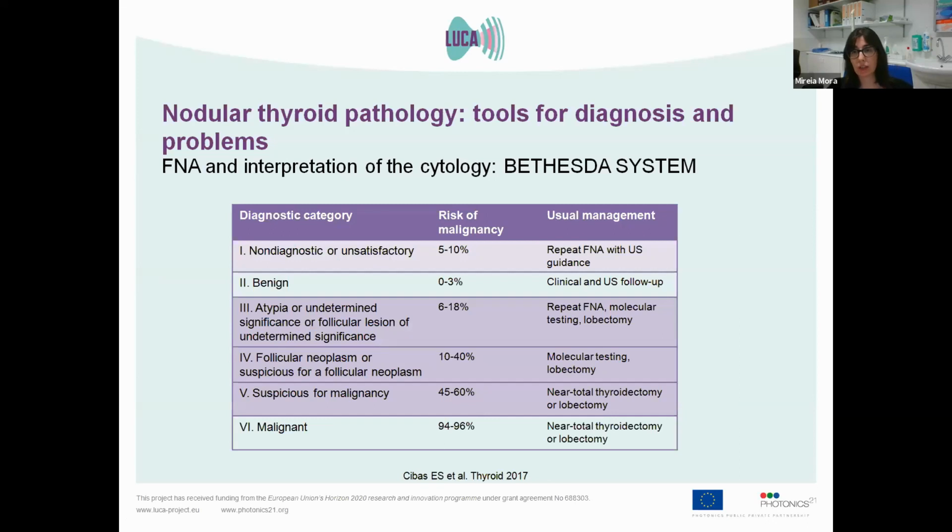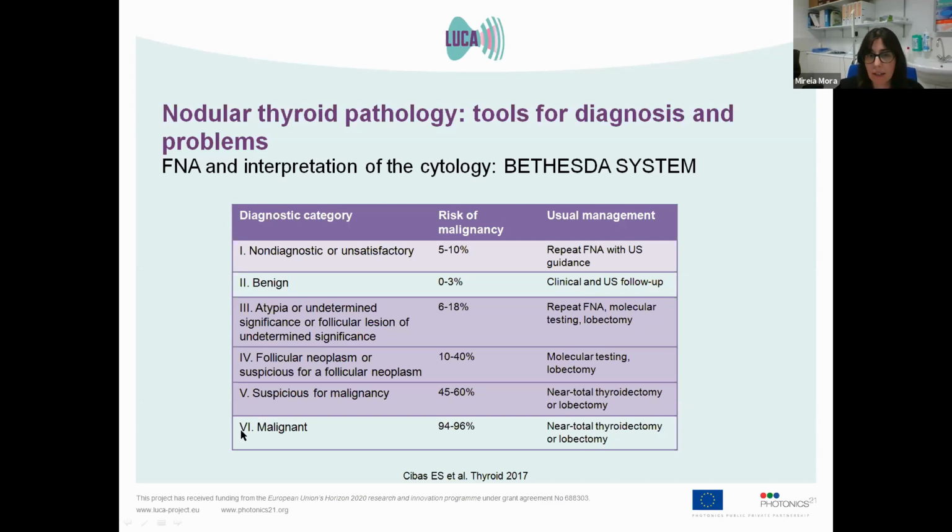Whatever is the classification that you have chosen to classify and decide the indication of fine needle aspiration, once it is performed, you send the sample to the pathologist, and according to the Bethesda system, the pathologist will give you 6 possible results. So here we have the 6 possible scenarios. The best scenario would be Bethesda 2, in which the risk of malignancy is really low and the diagnostic category is benign. And in these cases, the usual management is clinical follow-up, an ultrasound follow-up.